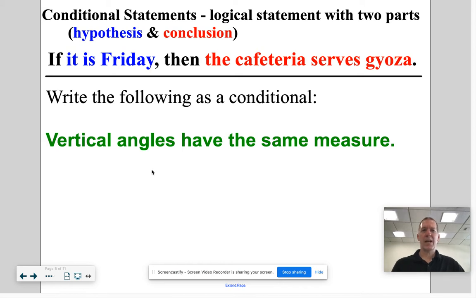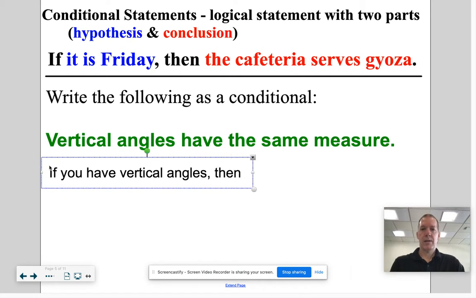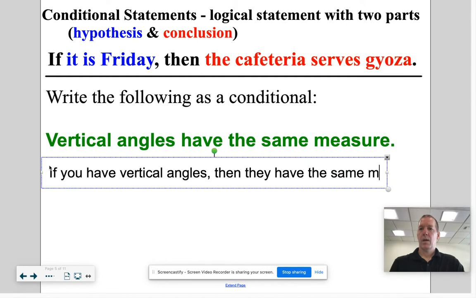Okay, so right now we're just practicing if and then, right? So if we have this geometrical sentence here, vertical angles have the same measure. This is a true statement, but it's not really in the if-then form, right? So we would rewrite that. If you have vertical angles, those are the ones that are across from each other, up and down or left and right, then they have the same measure. So it's the same sentence.